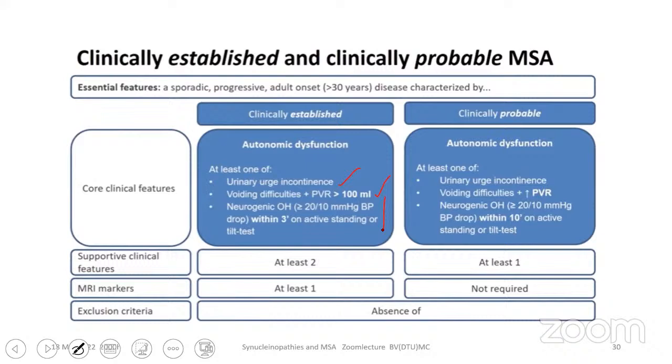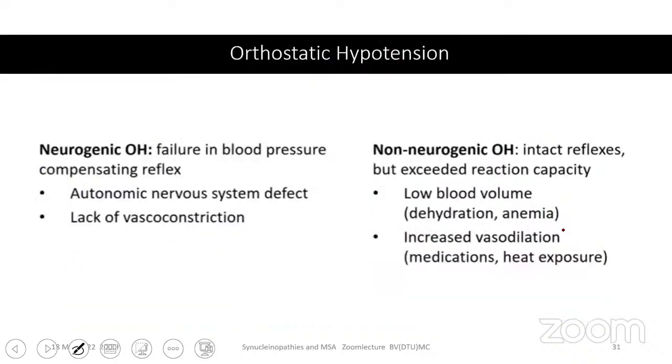The supportive criteria, as we have already mentioned, but the difference here is urinary urge incontinence is present, voiding difficulties are present, but the PVR will be less than 100 ml. And here, the orthostatic hypotension is defined by a fall of 20/10 within 10 minutes on active standing or tilt test. That means you have to cater that much time for measuring the orthostatic hypotension, which usually we don't do. So this is a new thing that has come in the probable MSA.